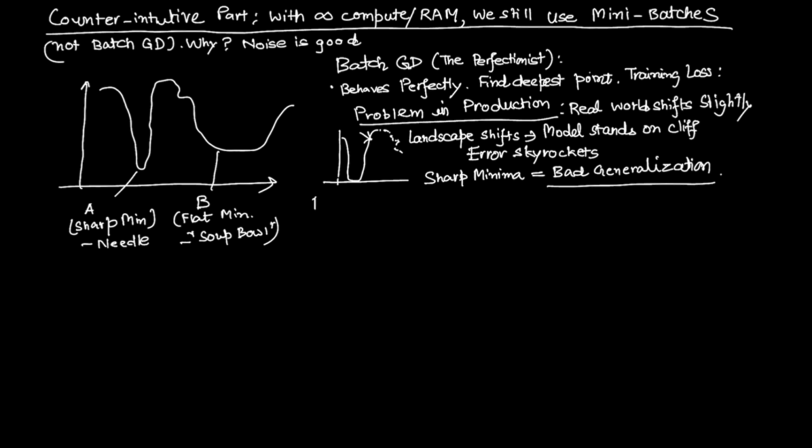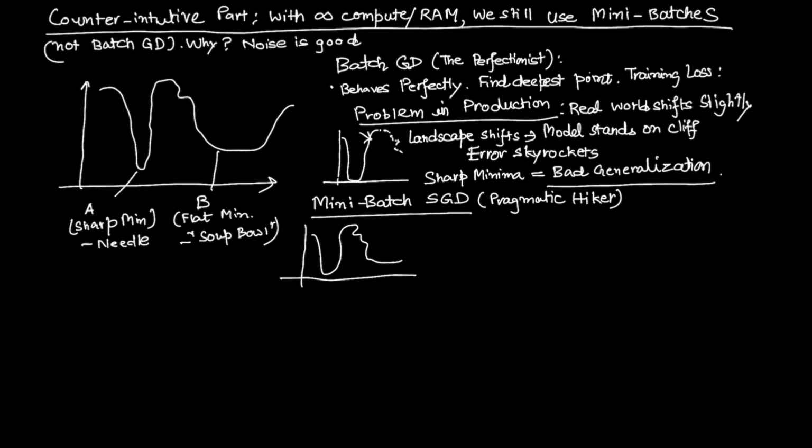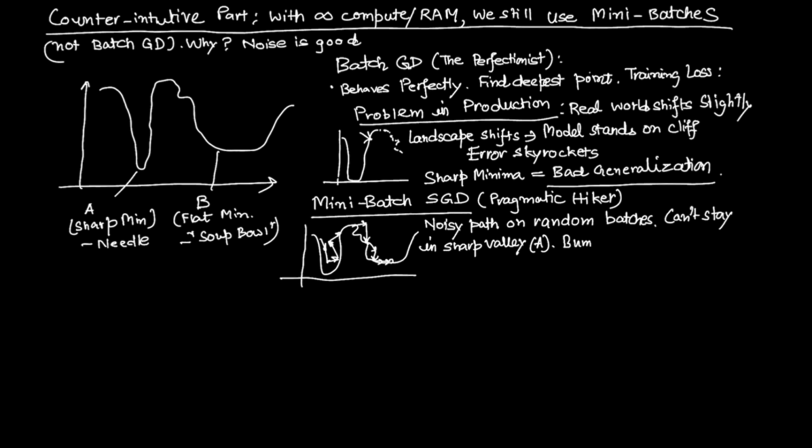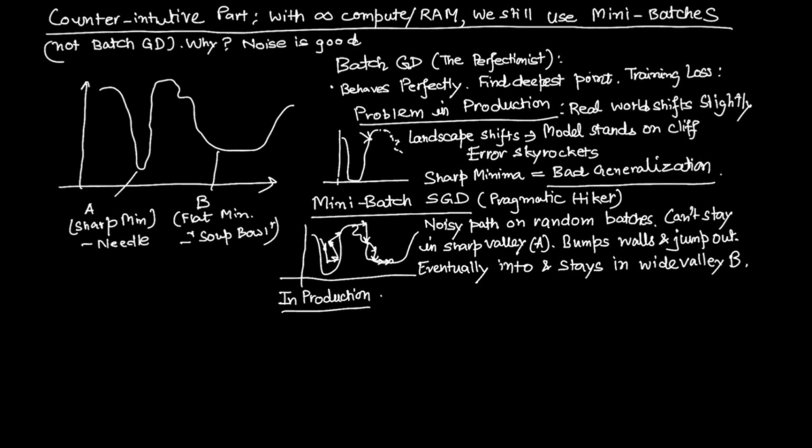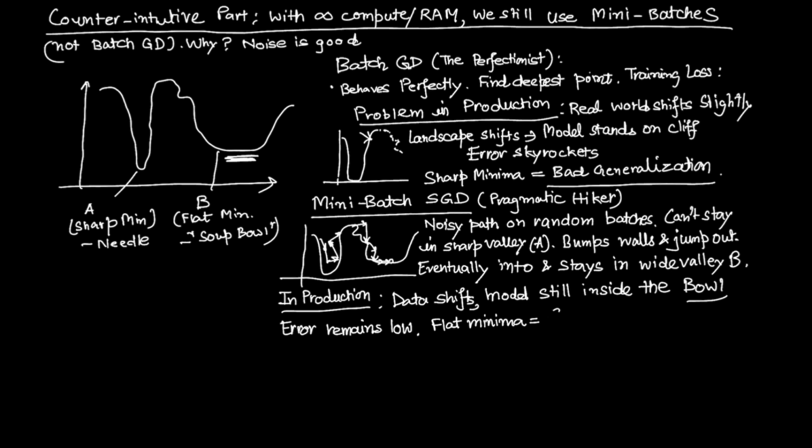Now imagine our pragmatic hiker, or mini batch stochastic gradient descent. He tries to enter valley A, but because he is noisy, because he is stumbling around based on random batches, he can't stay in the needle. He keeps bumping into walls and jumping out. He literally cannot settle in the sharp minimum. The noise kicks him out. Eventually, he stumbles into valley B, the flat minimum. He bounces around, but because the valley is wide, he stays inside it. When we ship valley B to production, the data shifts. The model is still inside the bowl. The error remains low. Flat minima equal good generalization.